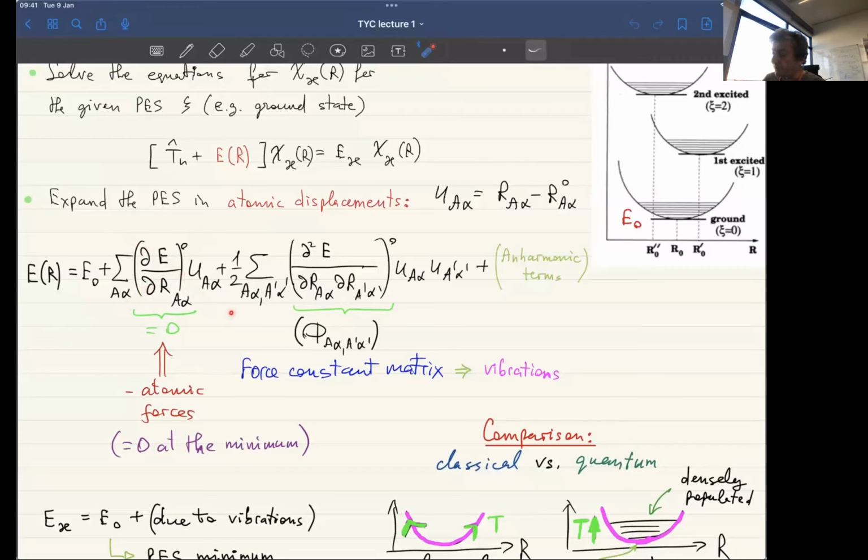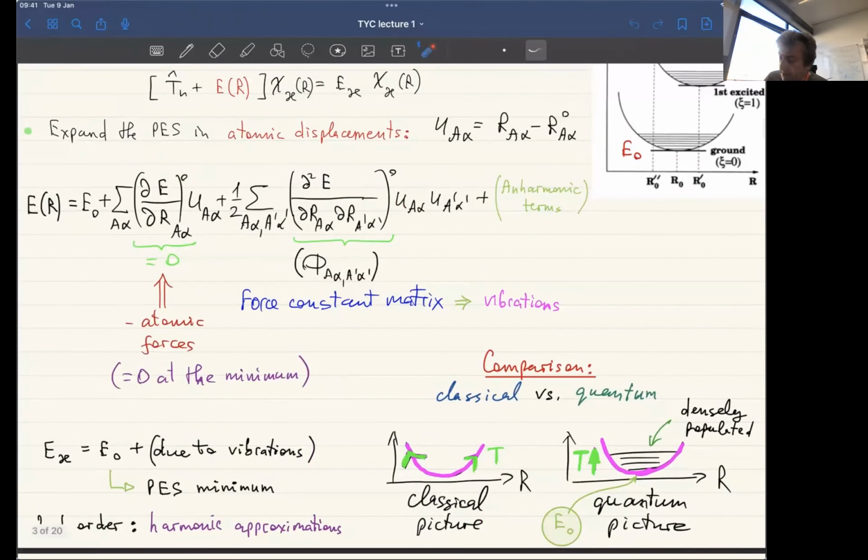So the first non-zero term with respect to displacements is the quadratic term. The coefficients of these displacements form the Hessian, the second-order derivative of the potential energy with respect to the atomic positions, with respect to all the degrees of freedom. It forms a square symmetric matrix, which is called the force constant matrix. And this matrix determines the vibrations.